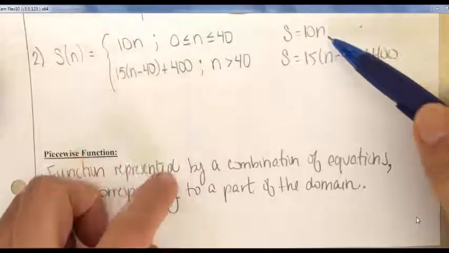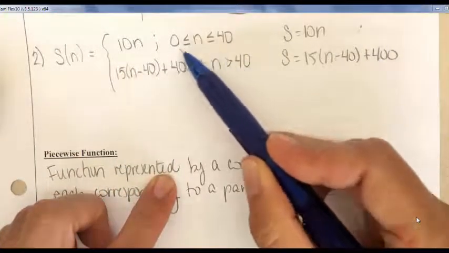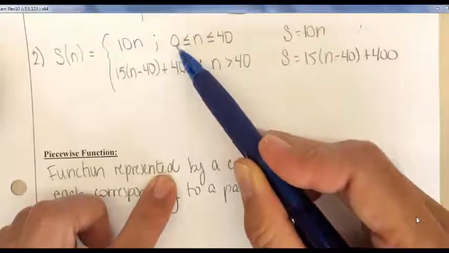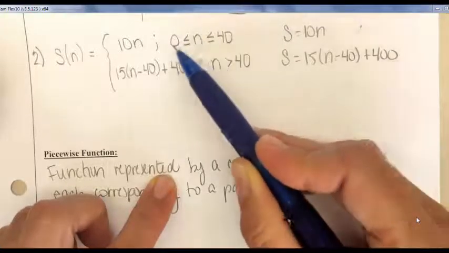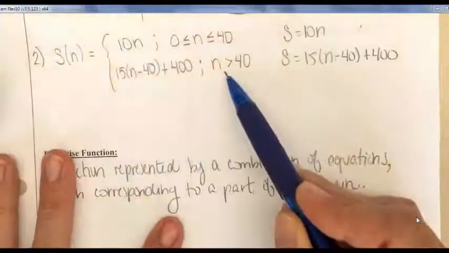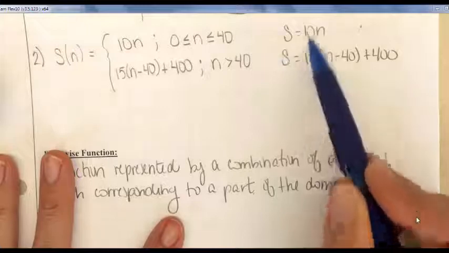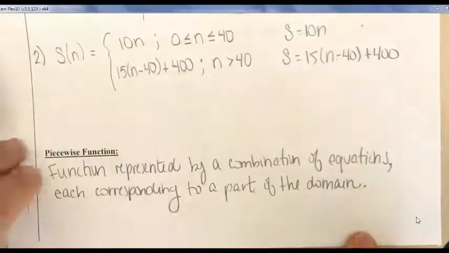Those are two separate equations. Now, each one of these equations relates to a certain part of the domain, a certain part of the independent variable. This one goes from 0 to 40. So if I work from 0 to 40 hours, I use this equation. The other one is if I work any more than 40 hours, I use this equation. Okay? That's a piecewise function.